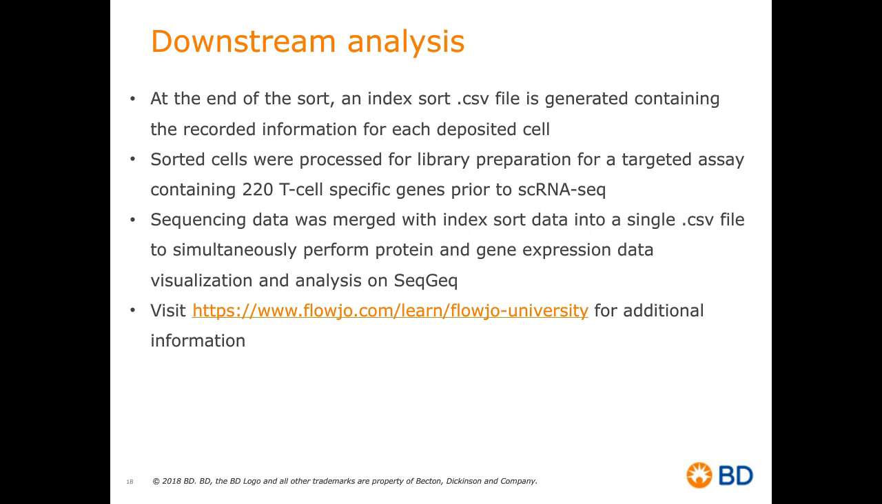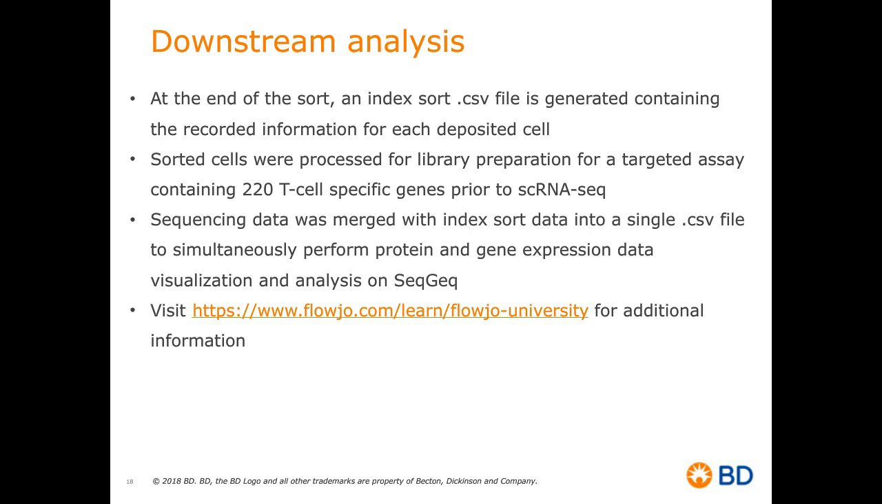So we record for each cell that has gone into each well, the MFI for each parameter that was used for the sorting. Once we've sorted the cells, we process the cells for library preparation. In this experiment, we use a targeted assay containing 220 T-cell specific genes prior to single-cell RNA-seq. And we will talk about why we use a targeted assay for these genes.